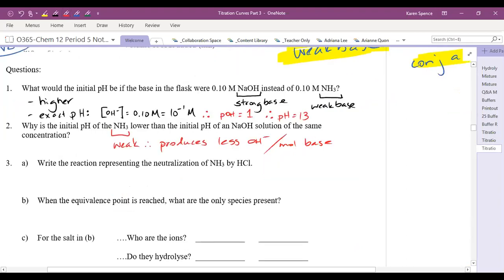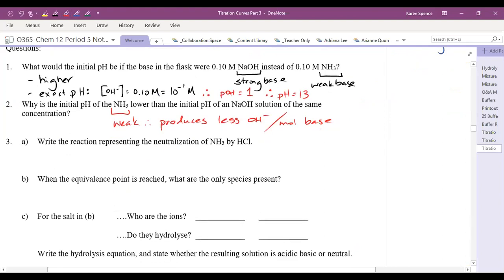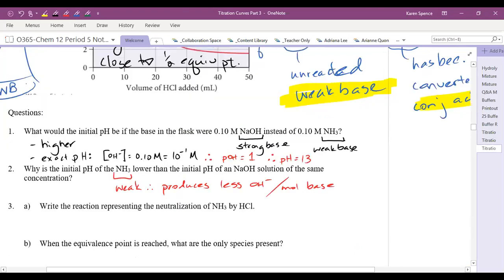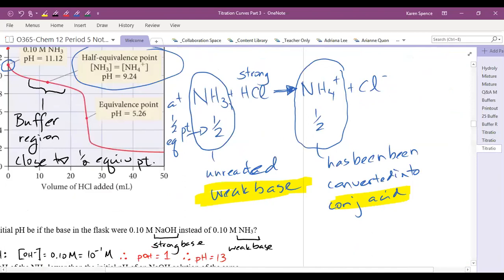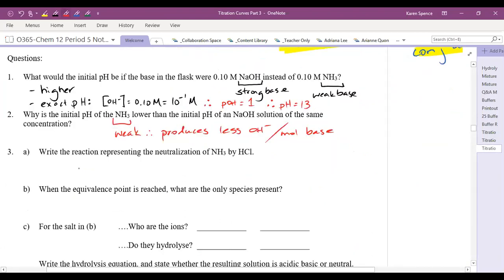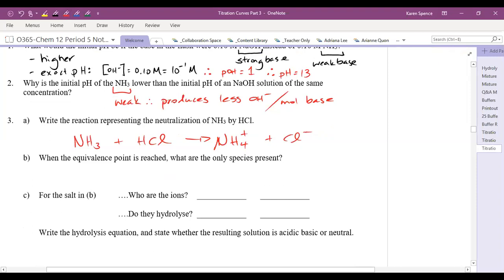Write the reaction representing the neutralization of NH3 by HCl. We did that, didn't we? Yes, we did. It's right up there. So I'll just write it down here. NH3 plus HCl gives NH4 plus Cl minus. And so when we've reached the equivalence point, who are the only species present?